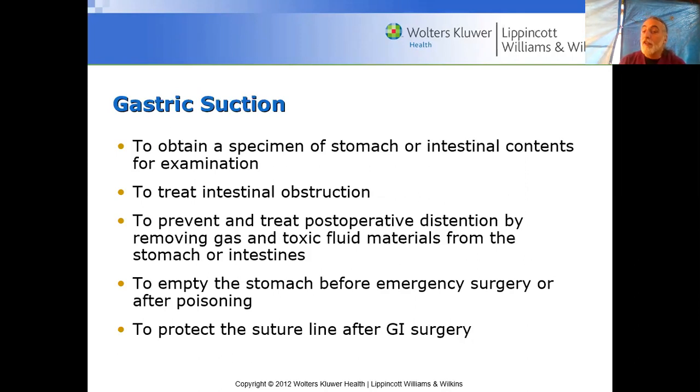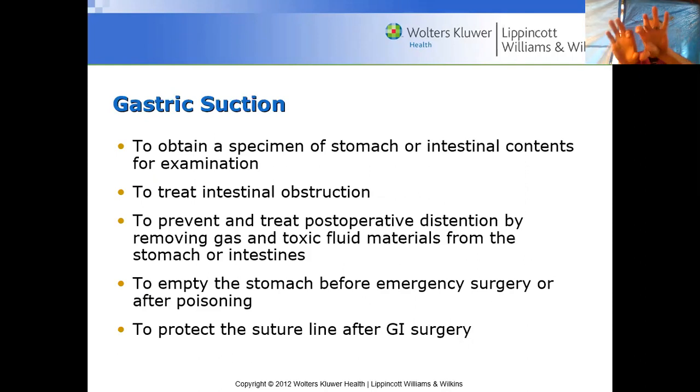So if the GI tract has been cut into or cut through and then stitched back together, think about the healing process and how that will progress. So let's say we have a GI tract where a section of colon has been removed, or a section of small intestine has been removed.